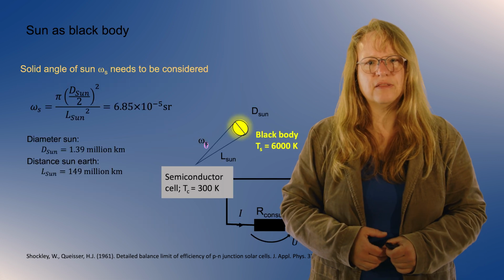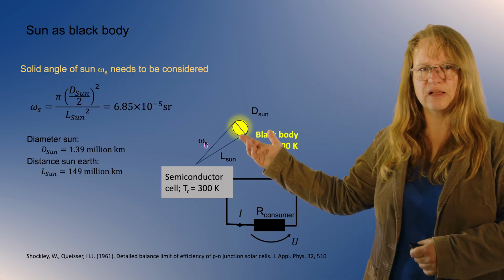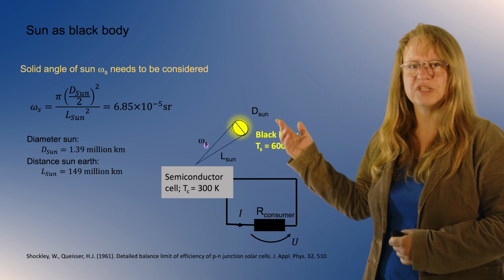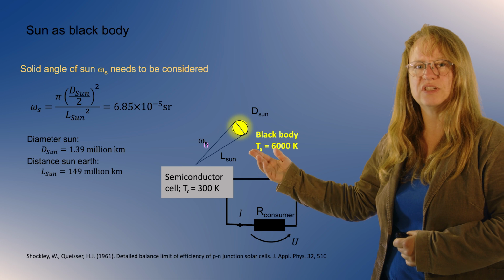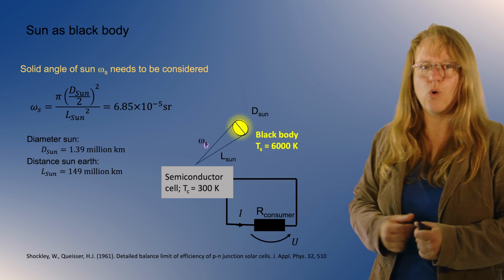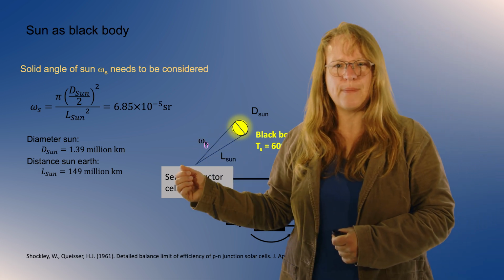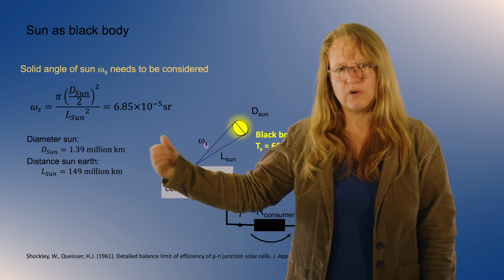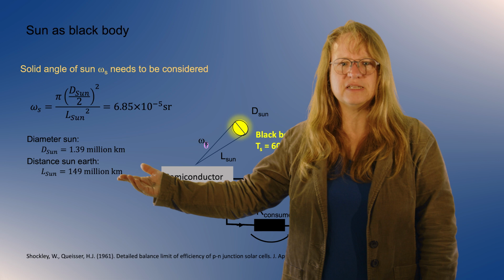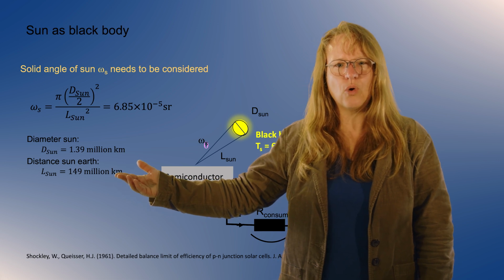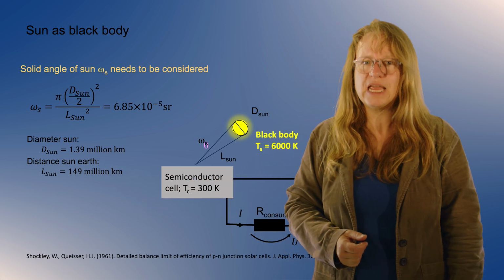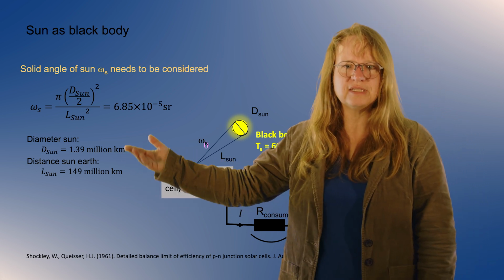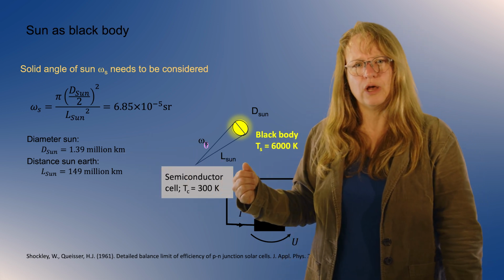To calculate the solid angle under which the Sun appears, we have to consider what is the diameter of the Sun and what is the distance of the Sun from Earth. These parameters are given here. The diameter of the Sun is 1.39 million kilometers, and the distance of the Sun to the Earth is 149 million kilometers.